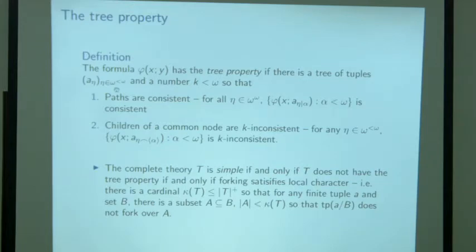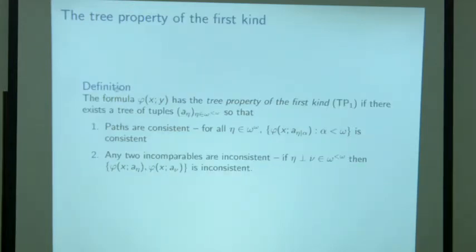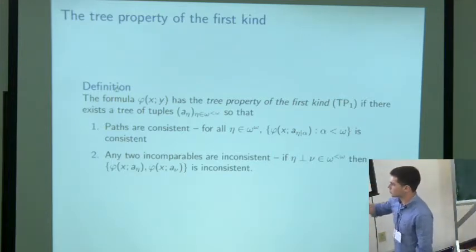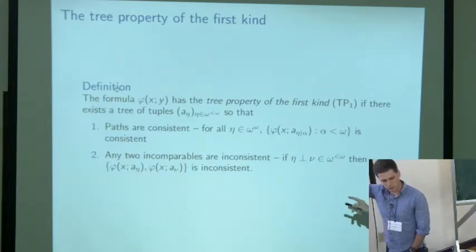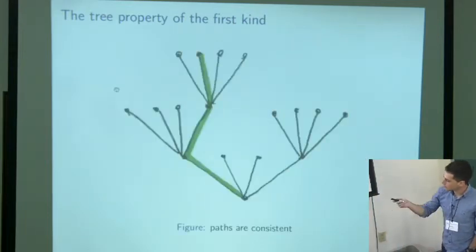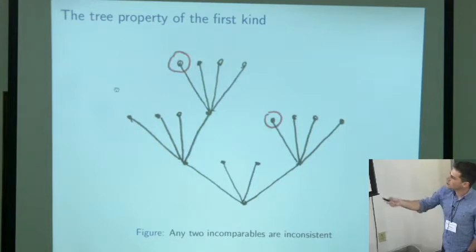What is the tree property of the first kind? Again, for a formula, we have a tree of tuples, and we have the same consistency condition. So paths are consistent. But now our inconsistency condition is strengthened. It says that any two incomparable elements give me an inconsistent set of formulas. So again, paths are consistent. But now if I choose any two incomparables, which don't have to be children of a common node, I get something inconsistent.